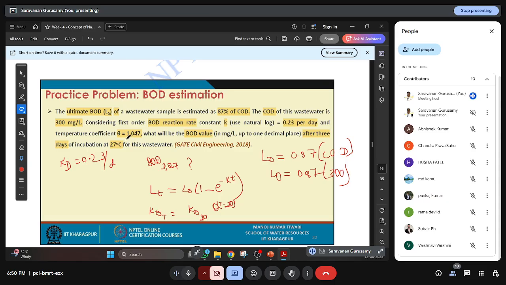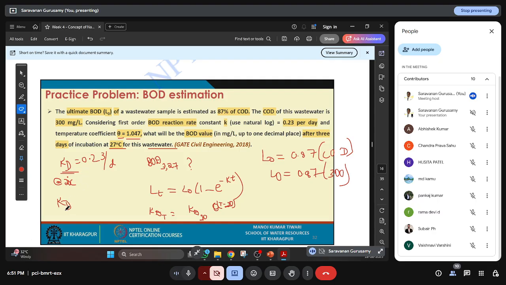And then theta is 1.047. Why is theta given? Because K will always be at 20 degrees Celsius. We need to find the K at another temperature, so we need to use the theta. They are asking what is the BOD value after 3 days with an incubation temperature of 27 degrees Celsius for this wastewater. So at 27 degrees Celsius, what will be the degradation rate?